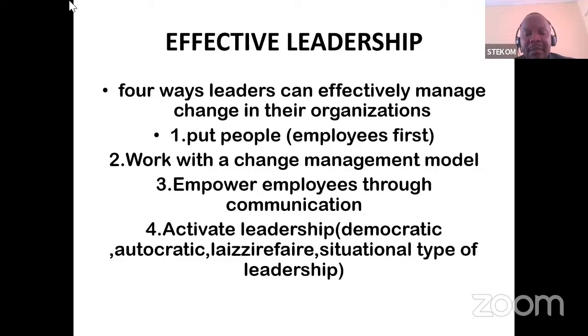So, okay, let me use autocratic. I should be like, I'm just imposing, because if I want to use democratic to be a good person, I think change will no longer happen. So these are what are called effective types of leadership.